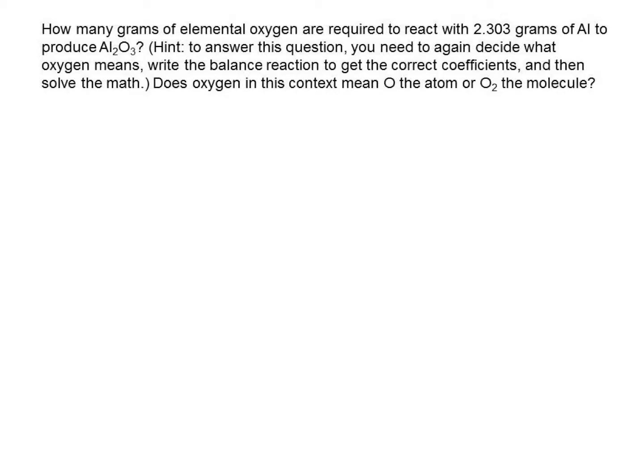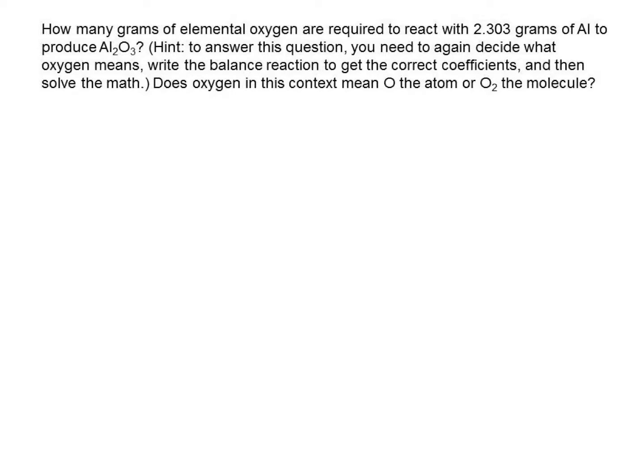This is another question where we want to get from mass of one material to mass of another, but this time we want to use a balanced reaction. The question reads, how many grams of elemental oxygen are required to react with 2.303 grams of aluminium to produce aluminium oxide? And our hint is that we need to have a balanced reaction.